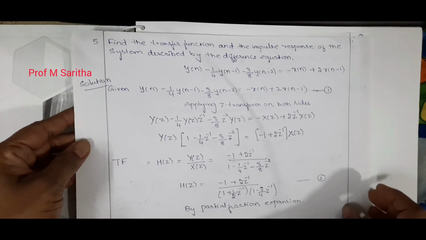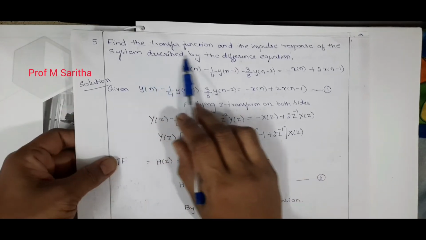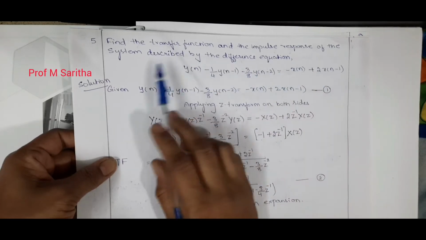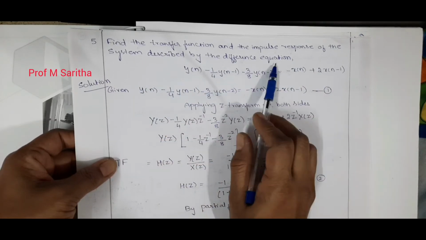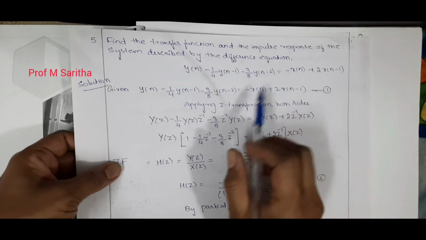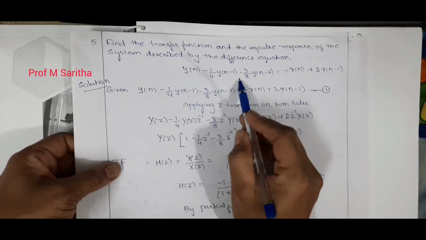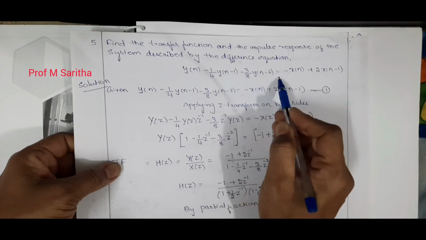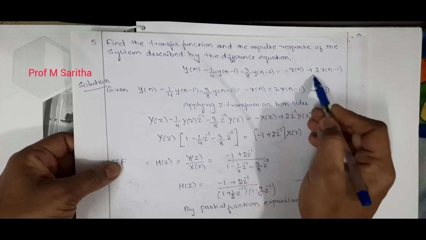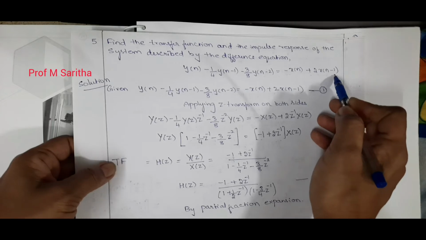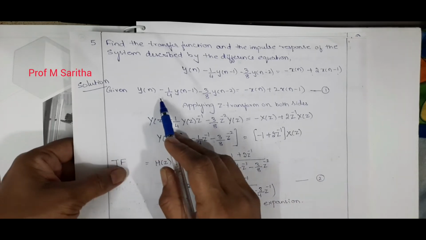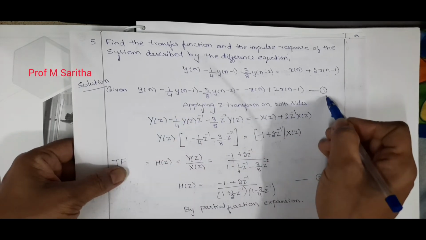Let us see another problem. Find the transfer function and the impulse response of the system described by the difference equation. Here the difference equation is given: y of n minus 1 by 4 y of n minus 1 minus 3 by 8 y of n minus 2 is equal to minus x of n plus 2 times x of n minus 1. Let us take this as equation 1.